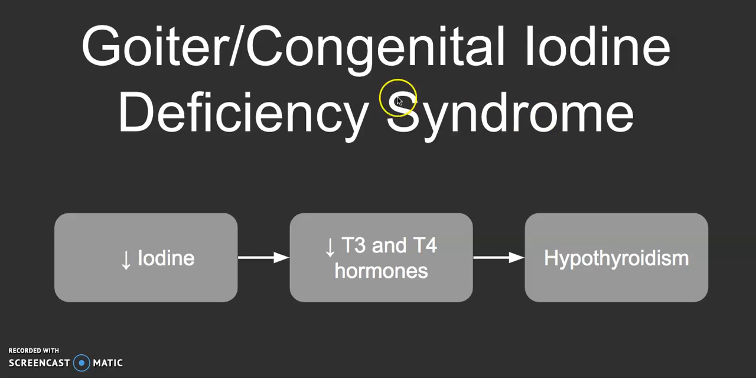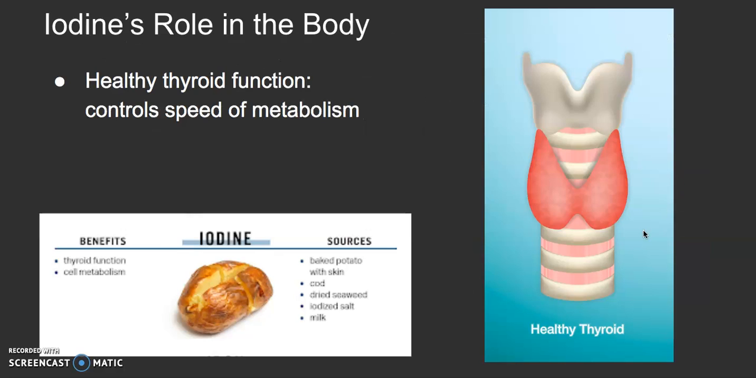So if you have low iodine, this causes a drop in T3 and T4 hormones, which are both thyroid hormones, and this causes hypothyroidism. That means that your thyroid is not regulating the way that it should. And this often leads to goiter or enlarged thyroid.